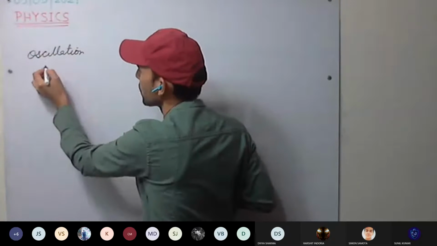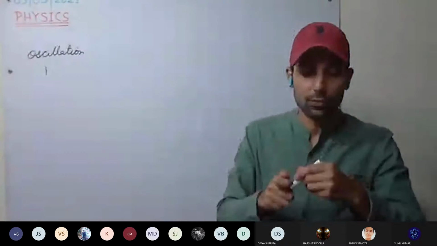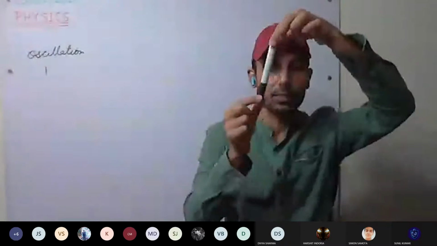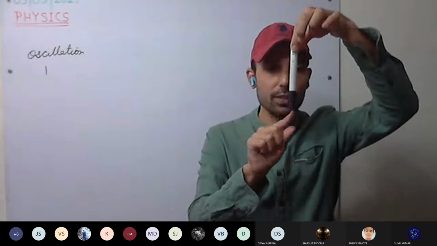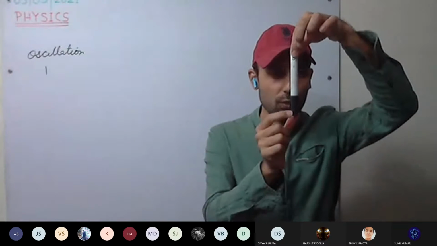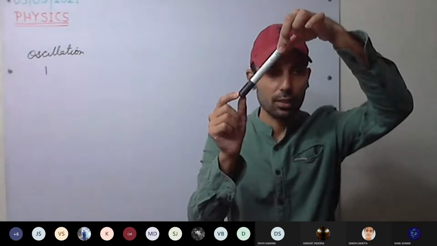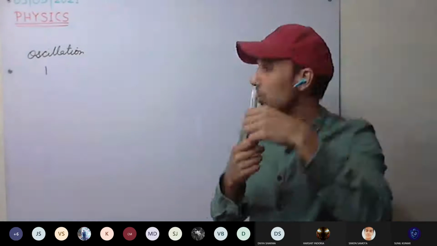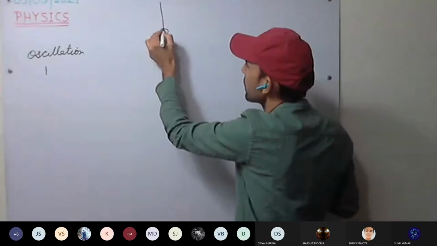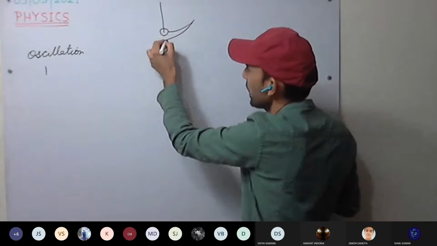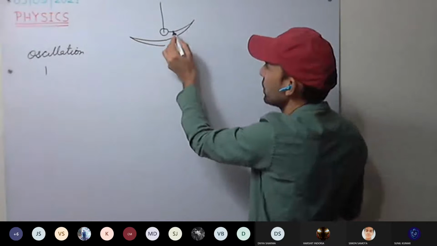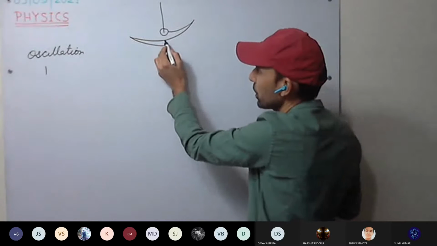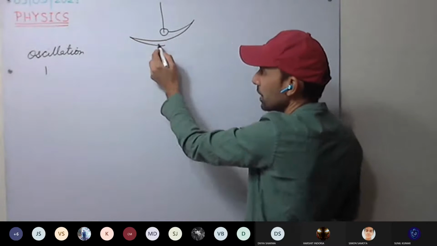One oscillation is how much? One complete to and fro motion. That is, if it is a pendulum, one complete to and fro motion means this is the mean position, rest position, goes to one extreme position, comes back to the mean position, goes to the other extreme position, comes back to the mean position. So from mean position to extreme, extreme to the mean, back to the other extreme, mean position.